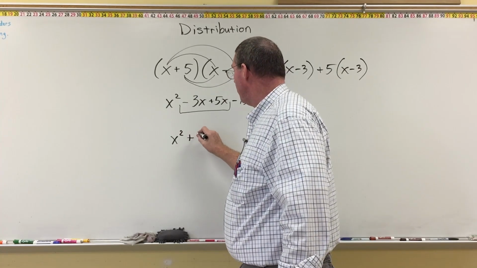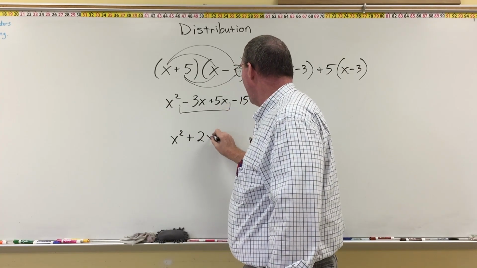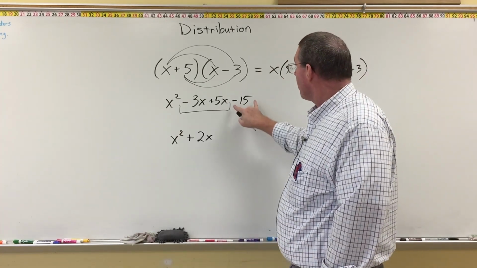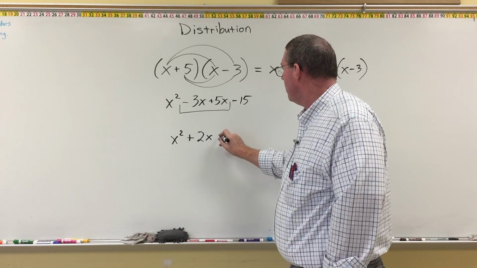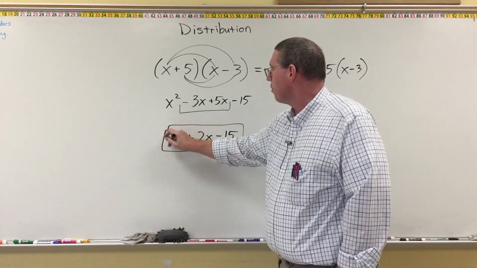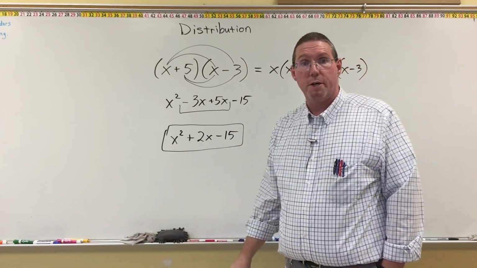So we're going to make that plus 2, and we're going to put the x on it, because each one of these has an x to the first power. There is no other constant term except this minus 15, so we're just going to write minus 15, and that is our final answer for this distribution, okay?